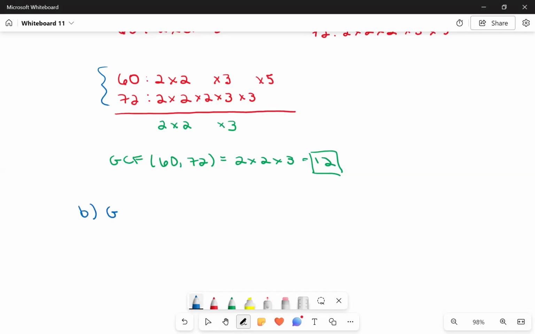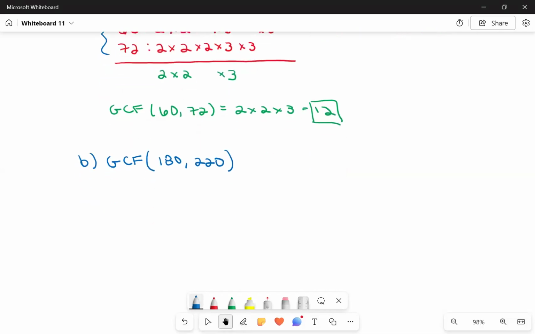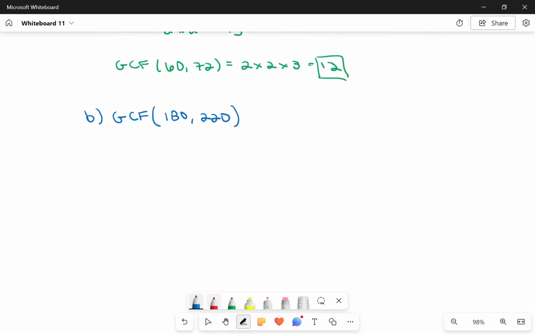So now I'd like to find the GCF of 180, 220. So I would pause, go ahead, prime factor 180 and 220 and see if we get the same things. Okay. So for me, I'm going to start with 18 times 10.